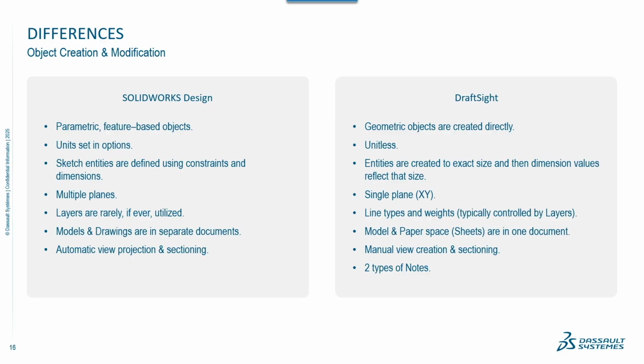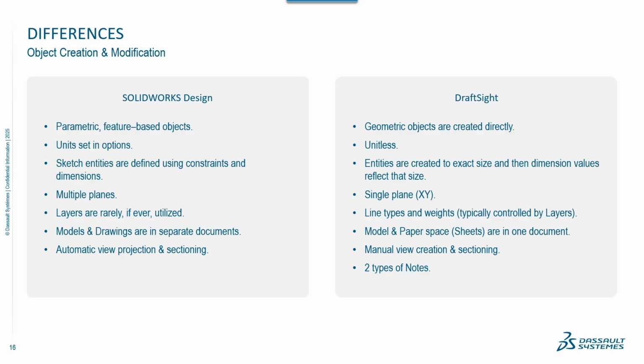And like I said, when you sketch the entities and you've got the constraints of the dimensions, that defines the geometry. With DraftSight, you have to draw those exactly to size, and then the dimension values reflect that size. Obviously, in SOLIDWORKS, you work with multiple planes. With DraftSight, you're really only concerned about the X and Y plane, just the one plane.